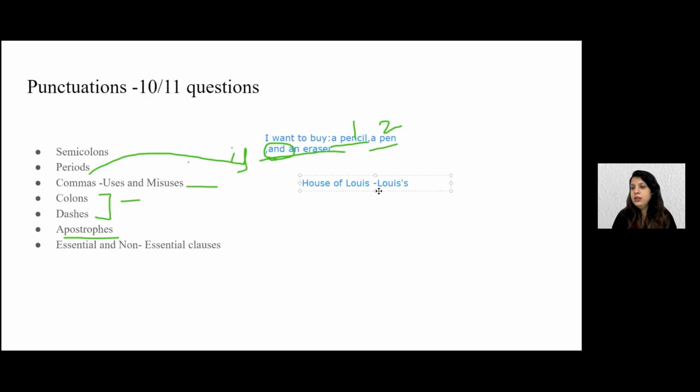Just because Louis ends in S doesn't mean that you would not write that S. You are confused with that usage of the rule. You do not have clarity. When I say house of Louis, that means this is a singular subject. A singular subject, irrespective of the fact that it is taking a possessive form, you would always use an apostrophe and an S.